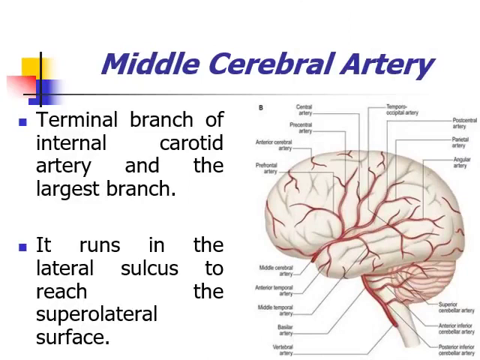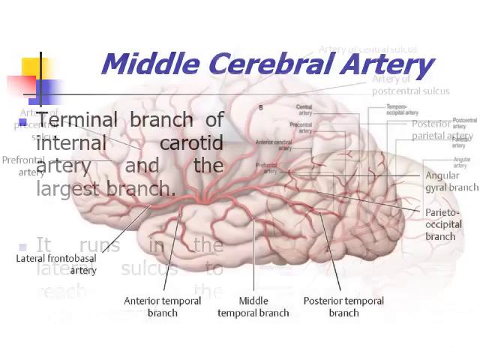The second terminal division of the internal carotid arterial system is the middle cerebral artery. It's the terminal branch of the internal carotid and one of the largest branches coming from it. It runs in the lateral sulcus to reach the superolateral surface of the brain. As you see, this is the middle cerebral artery, and this is the lateral sulcus, the one separating the frontal and parietal from the temporal lobes. The middle cerebral artery runs into this lateral sulcus, supplying most of the lateral surface of the brain.